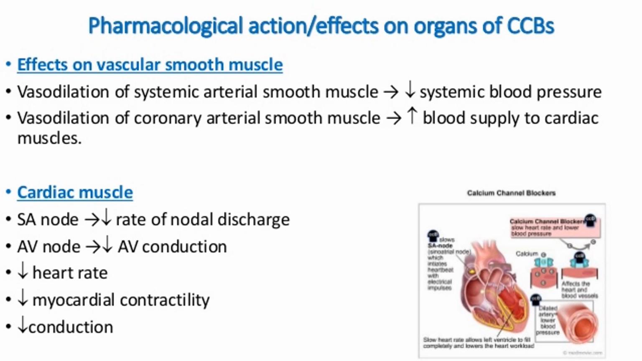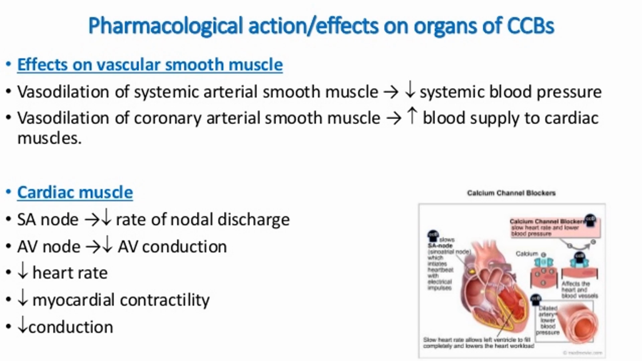Now, calcium channel blockers have effects on vascular smooth muscle and on cardiac muscle. So we will see separately what happens in smooth muscle. Vasodilation of systemic arterial smooth muscle occurs, and this causes a decrease in systemic blood pressure. Vasodilation of coronary arterial smooth muscles, what results in that? Increased blood supply to cardiac muscle. So what are we getting as the net result? Decreased blood pressure and increased blood supply to the cardiac muscle.